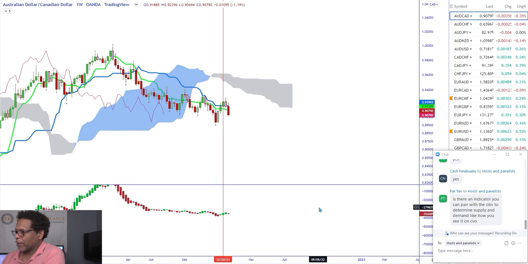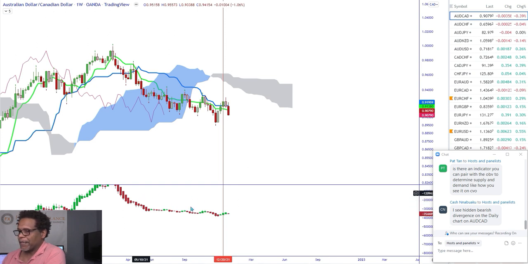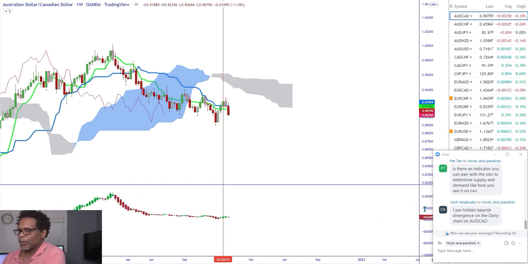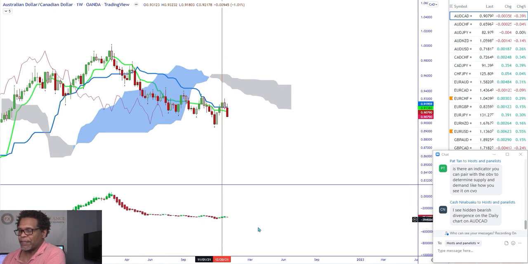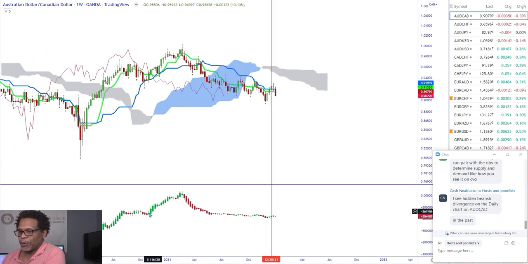Is there an indicator you can pair with OBV to determine supply and demand? You're seeing supply and demand with the OBV. That's basically what you're seeing, right here. This is increasing demand. This is decreasing demand, increasing supply. This is increasing demand, right? You're seeing it right there. And there's nothing that I would say you compare with it.